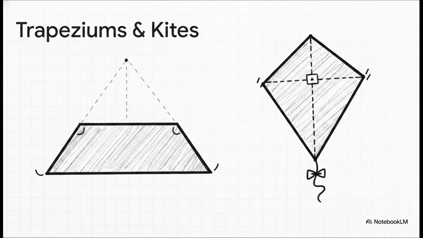Then we've got the kite. Just like the one you'd fly in the park, it features adjacent equal sides rather than opposite ones. Its diagonals intersect perpendicularly, but here's the twist. Only one diagonal perfectly slices the other in half. So yeah, they definitely bring their own distinct flavor of symmetry to the table.